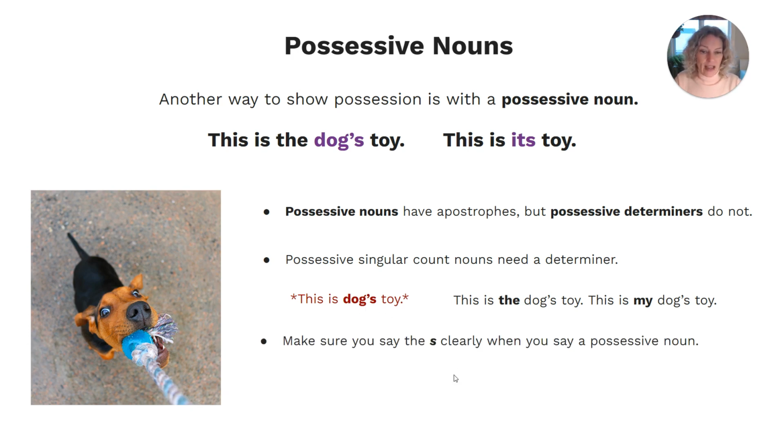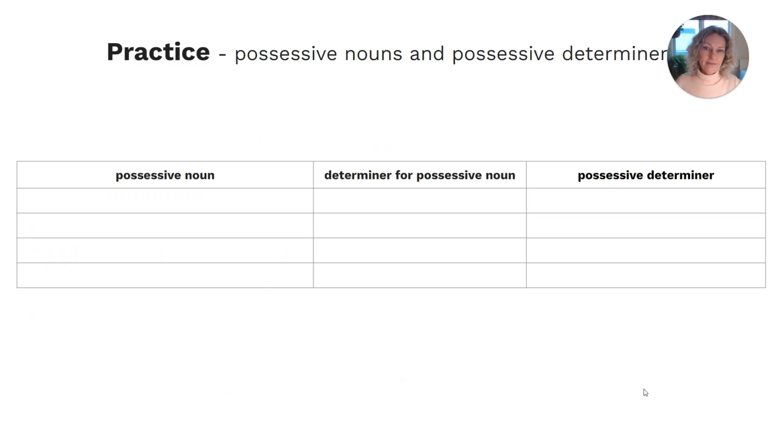Make sure you say the S clearly when you say a possessive noun. So don't say, this is the dog toy. Make sure you say, this is the dog's toy. That Z sound clearly. It might seem like a small thing to you, but native speakers will notice if you don't say the possessive Z clearly.